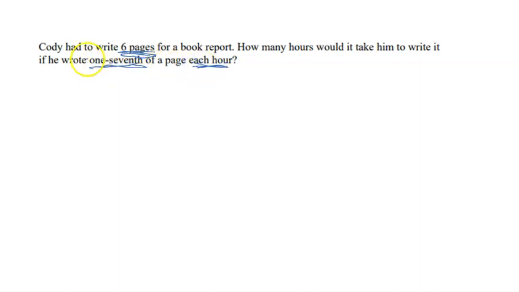Okay, so that last bit is key information, and we're going to start by writing that down. 1/7 of a page equals 1 hour, because these sorts of questions normally you have to start with what something equals, that starting point, and this is it. 1/7 of a page equals 1 hour. So the whole point is to figure out how many hours if he had to get to the 6 pages.